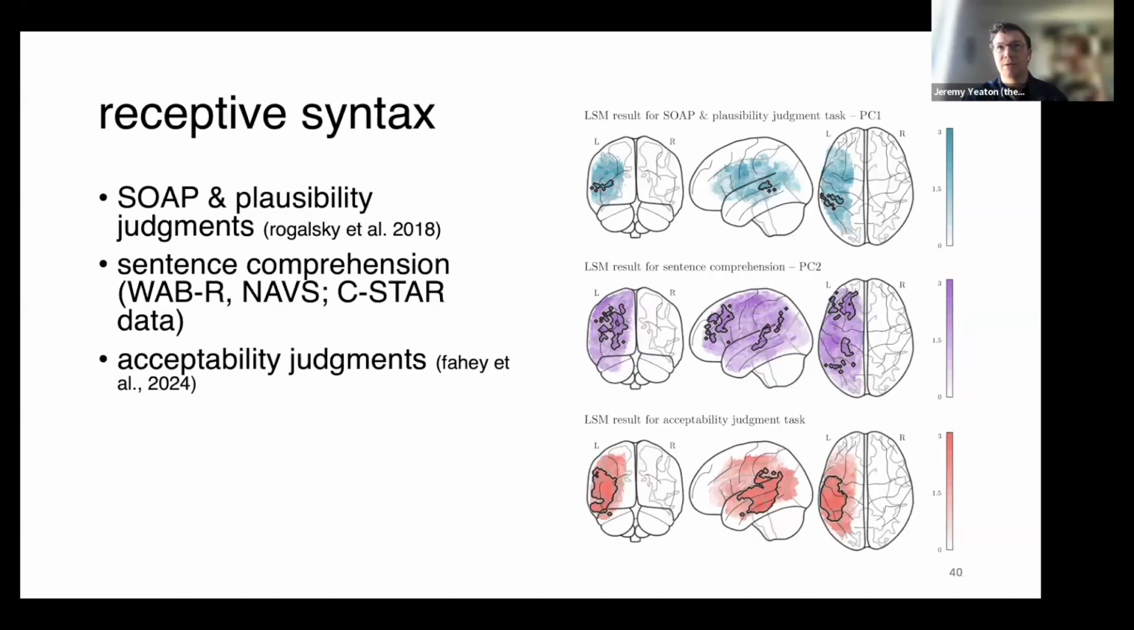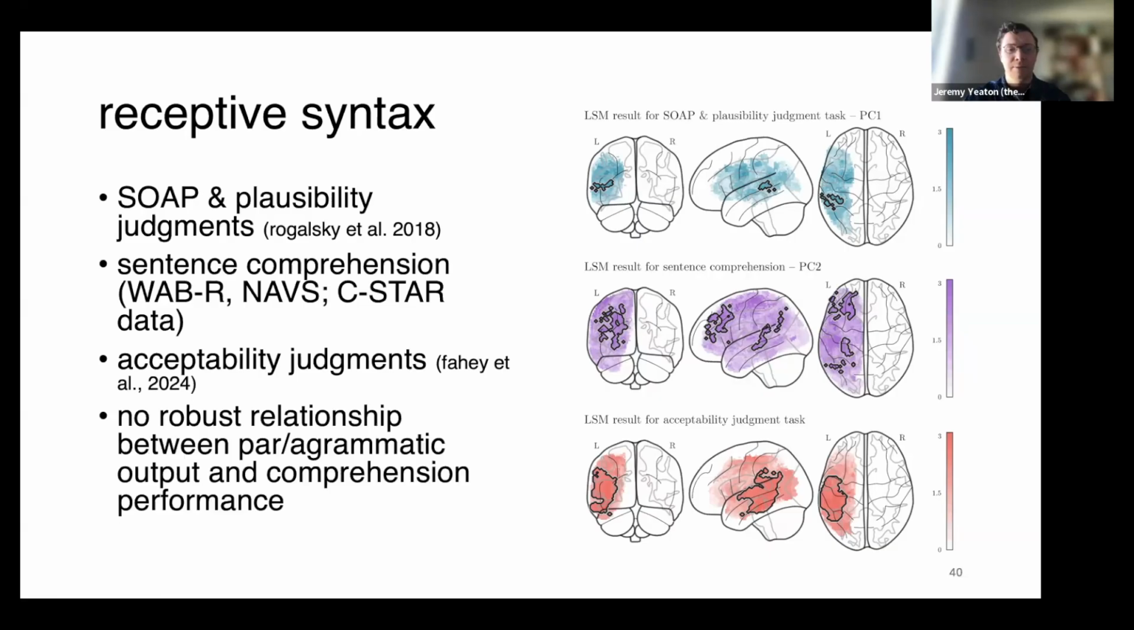So it seems like we have this hotspot for receptive syntax. And then at a behavioral level, we don't see a robust relationship between agrammatic or paragrammatic output and comprehension performance. If we look at the proportion of each of these different error types that they're producing, we don't see a significant impact, at least statistically significant impact, on comprehension.